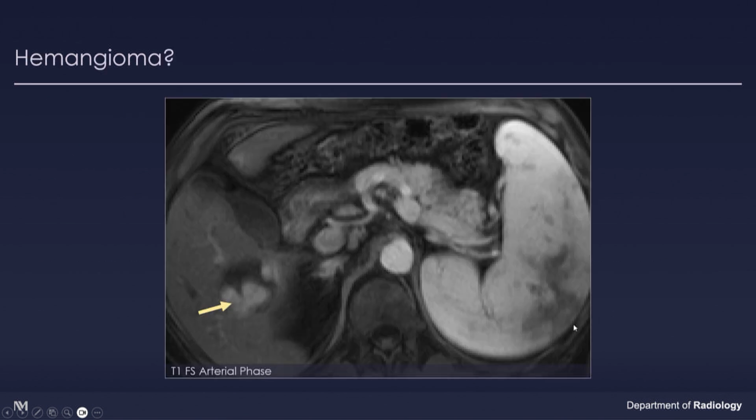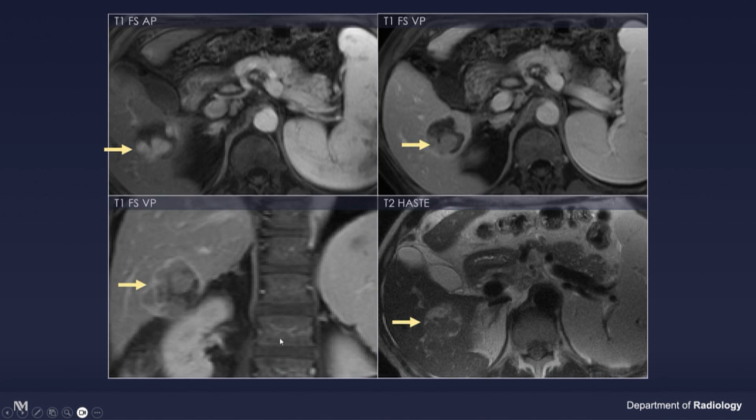How about this one? You just see peripheral nodular enhancement in the arterial phase. The advantage of this is that you have multiple sequences. On the multiple sequences, what do we see? That nodular enhancement, again, is washing out. And now we're starting to see capsular enhancement. So whenever you see capsular enhancement like this and washing out, and again, it's not as bright as you would like to see for hemangioma, this, again, was an HCC.